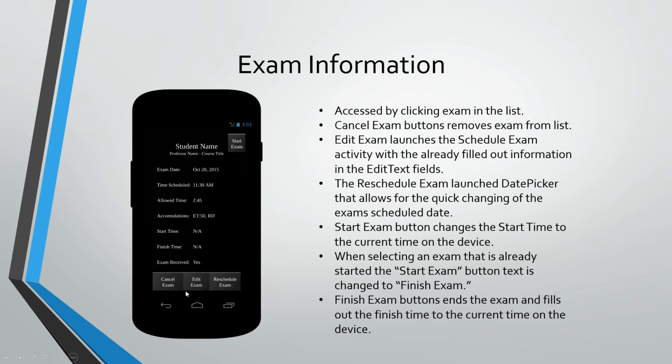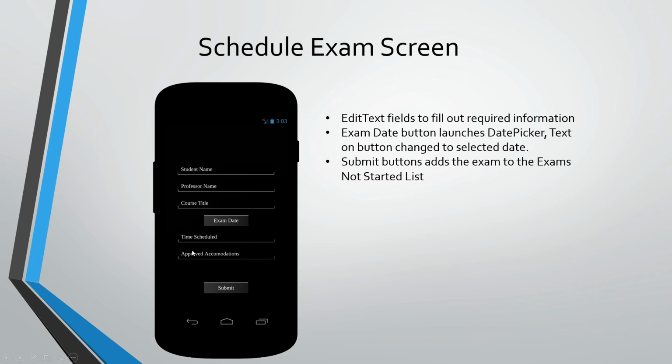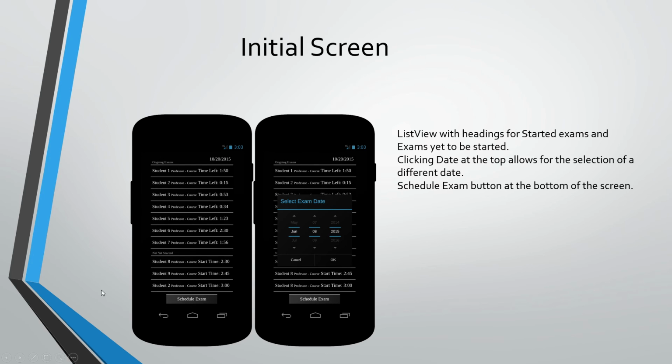So if this exam was an already started exam, this button wouldn't say start exam, it would say finish exam. You click on finish exam and it would just automatically put the finish time as the time on the device that you clicked, and then it would move it into the finish section, which isn't shown here.